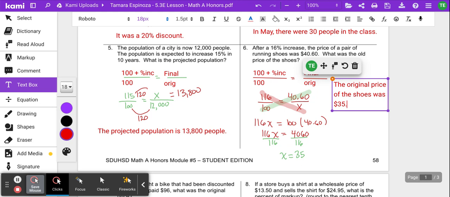So how'd you do? Did you get them right? All right, try the next two. So pause the video, try the next two, and see if you can get them right.